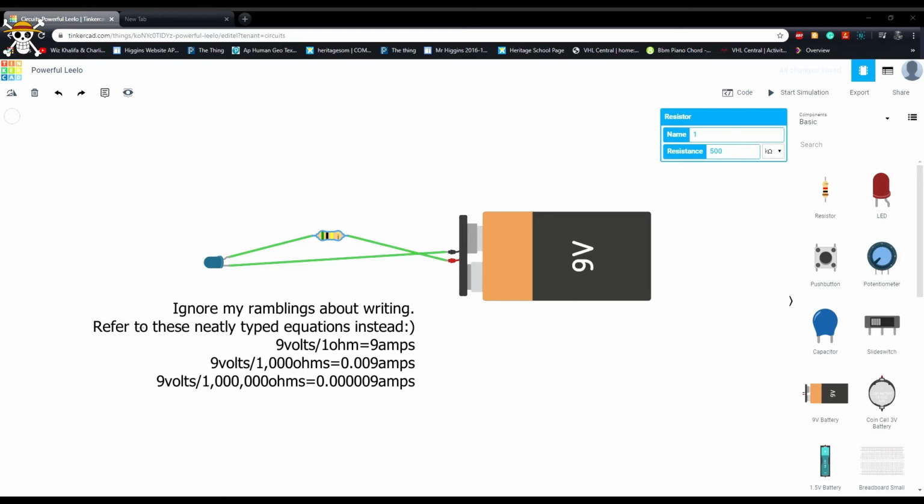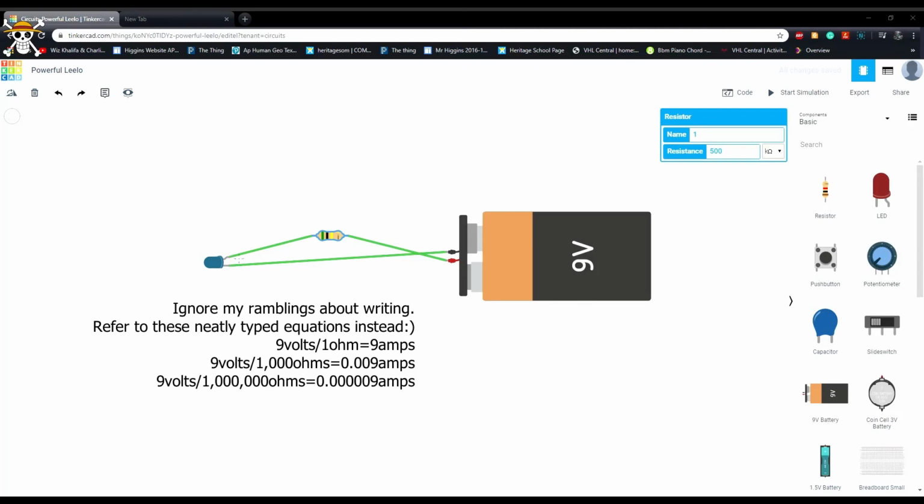So we're going to use a mega ohm in this case, which is 1,000,000 ohms. So now we have 9 volts divided by 1,000,000 ohms. So now we want to calculate how many amps come from that. So 9 divided by 1,000,000. If you've got a calculator, you can do it, or you can use just simple brain math.